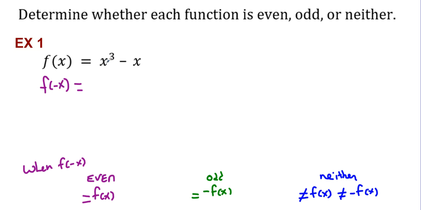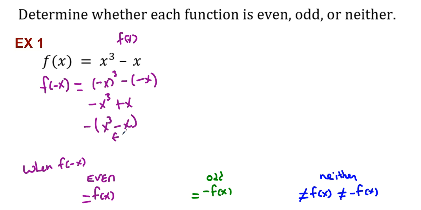We're going to put in f of negative x, and wherever we see an x, we're going to put in a negative x. So here we go, negative x cubed minus a negative x. And of course, that's going to be negative x cubed plus x. Well, this doesn't look like our f of x right here. But guess what? If we factor out the negative 1, we have x cubed minus x. Well, this is just f of x. So this is nothing more than negative f of x. And we have this scenario of odd. Okay, that is an odd function.